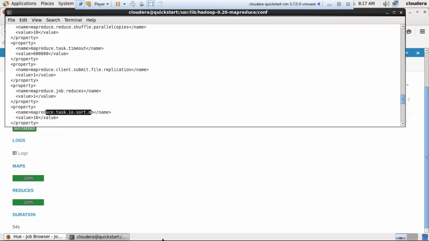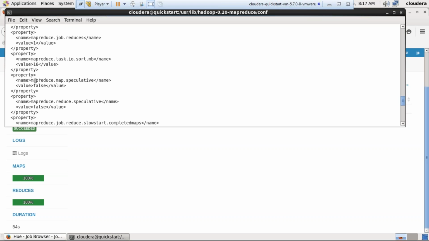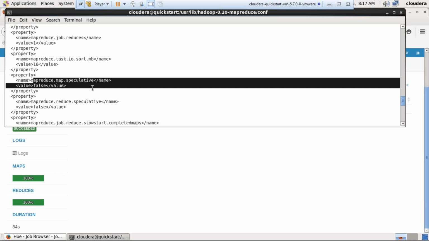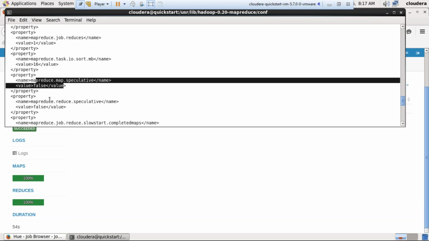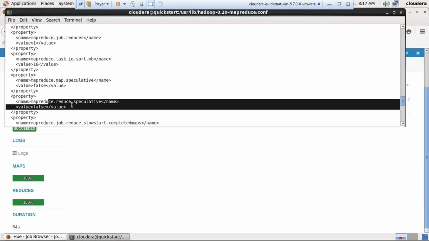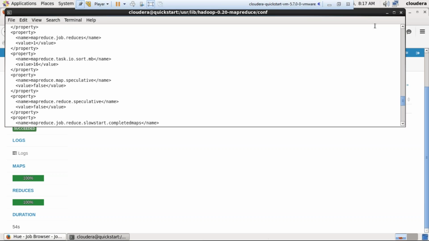mapreduce.task.io.sort.mb, I've already mentioned this very clearly, friends. There is a shuffle and sort phase. How much memory is to be used during your shuffle and sort phase is fixed by you here. Because this is a pseudo cluster, it is kept at 16 MB. It can be kept higher. Then mapreduce.map.speculative is false, and mapreduce.reduce.speculative is false. If this is kept as true, now, are you following with me, friends?